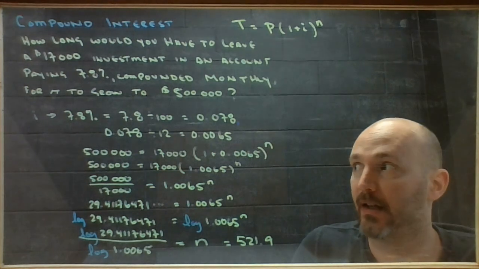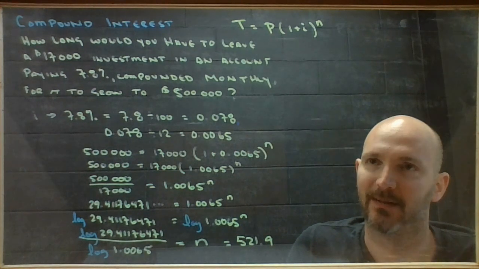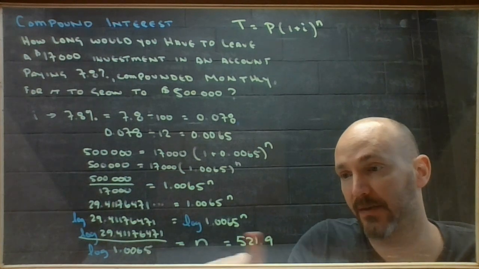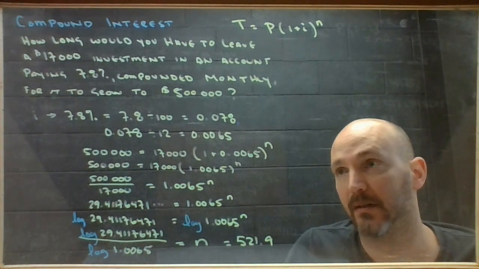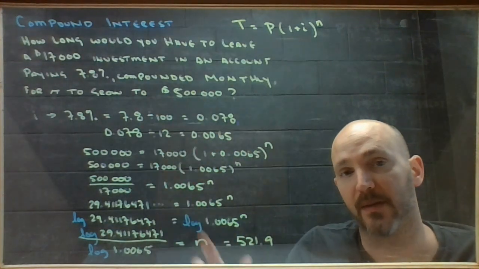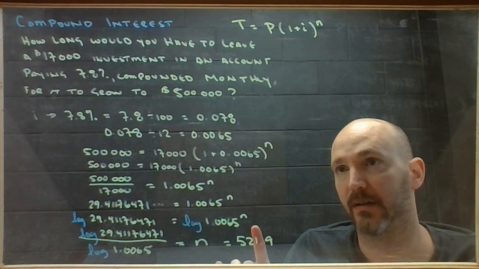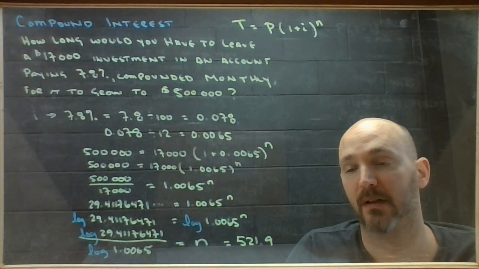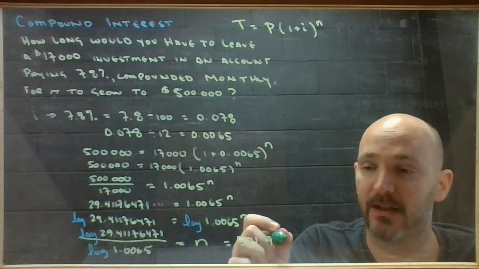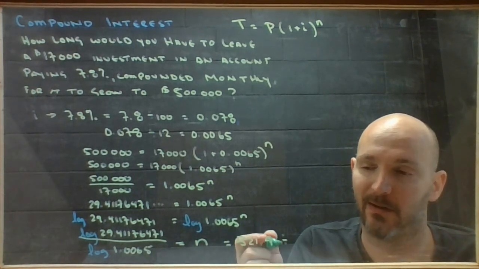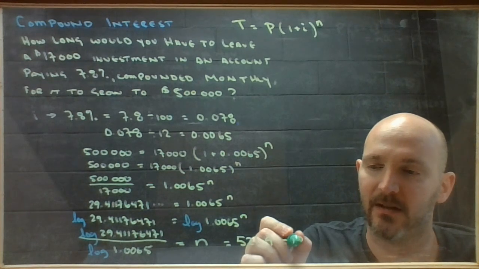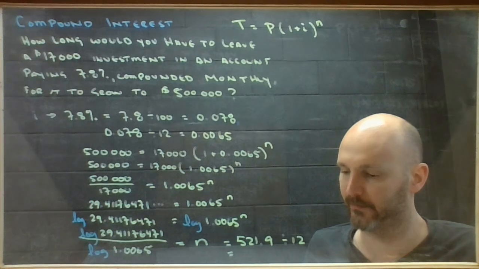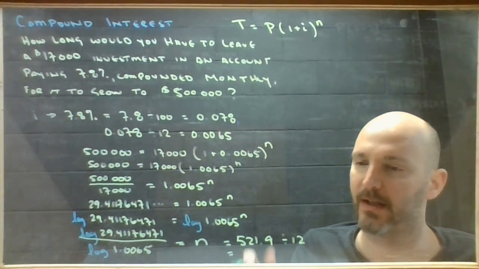500 years, they cried. That's impossible. Well, right, agreed. But that's not 500 years. That's 500 compounding periods. And so in the context of this question, 500 months, 521 months is what we're after here. So to actually convert that to years, because I don't know how long 521 months is, I have to divide that by 12. I get 43.49 years.